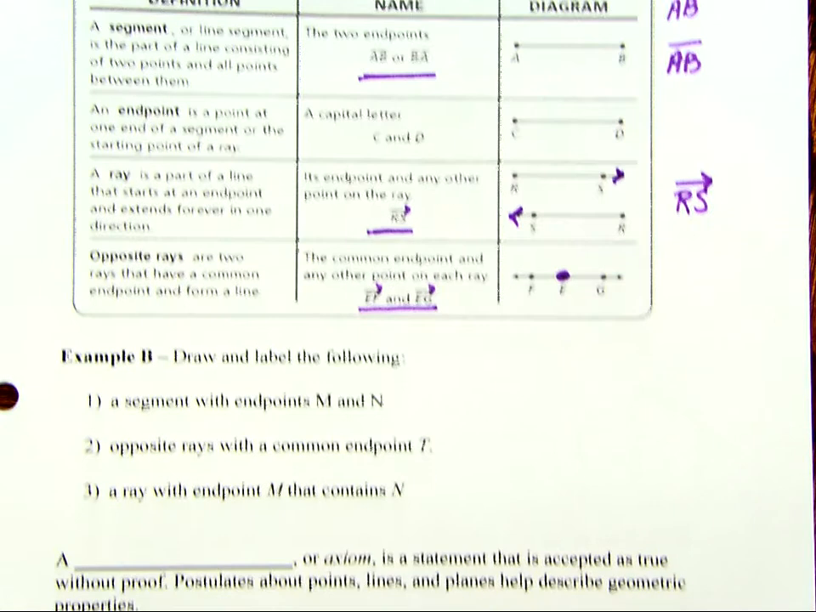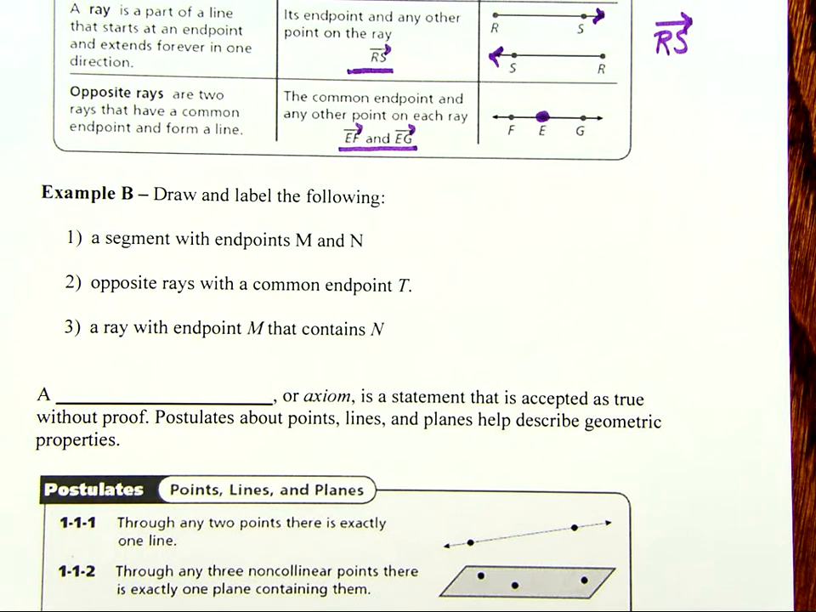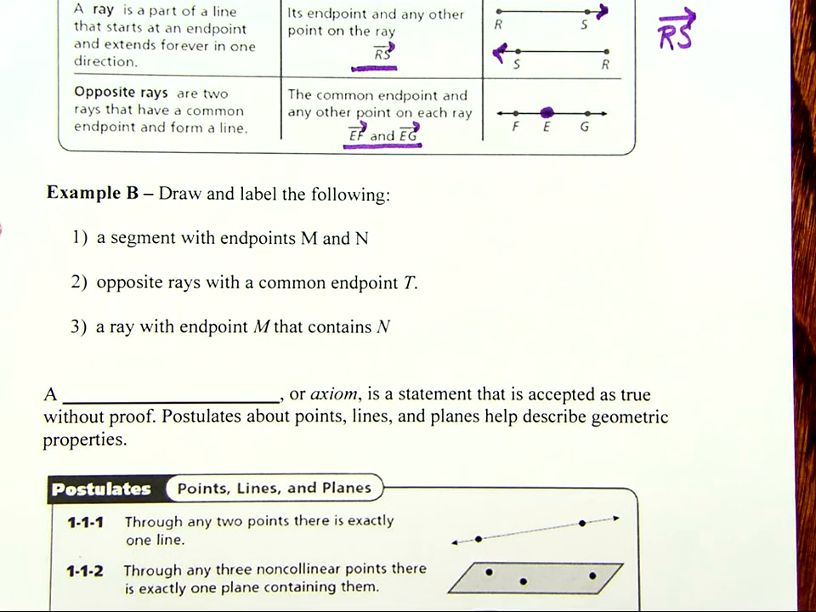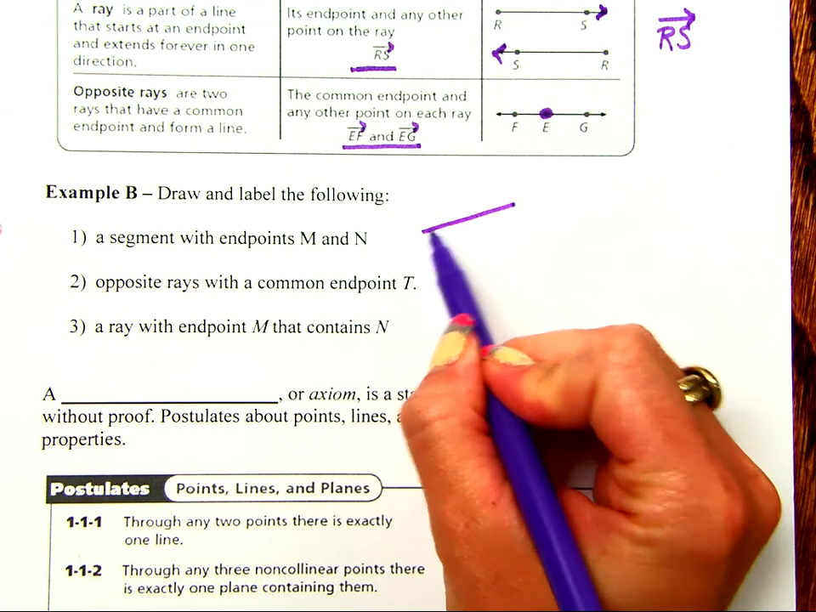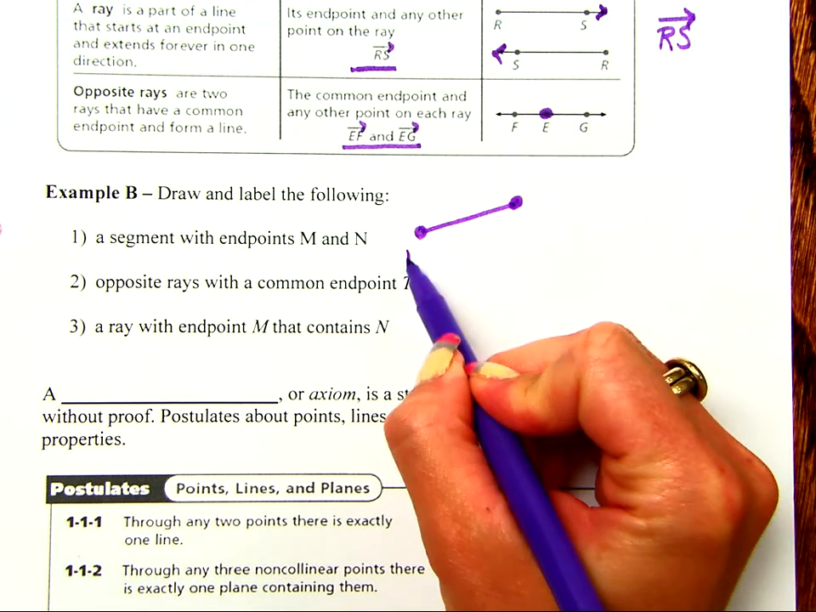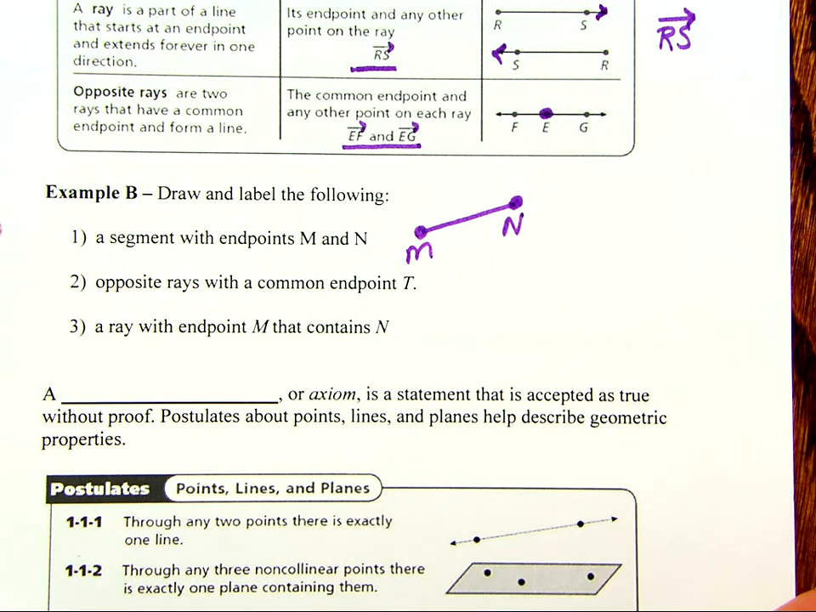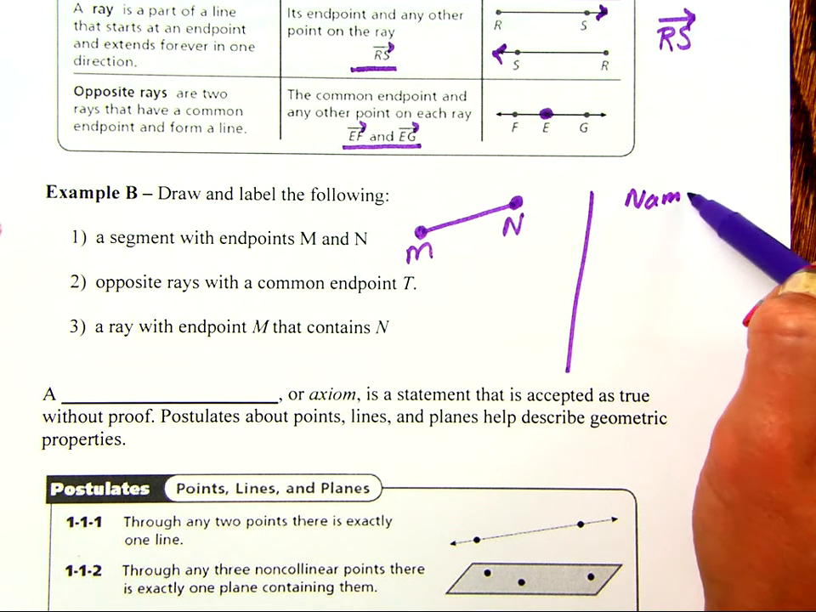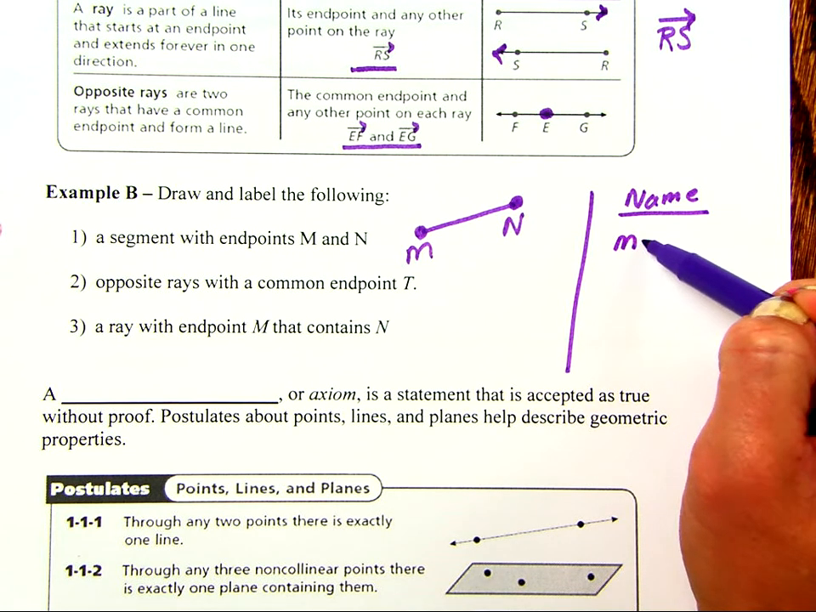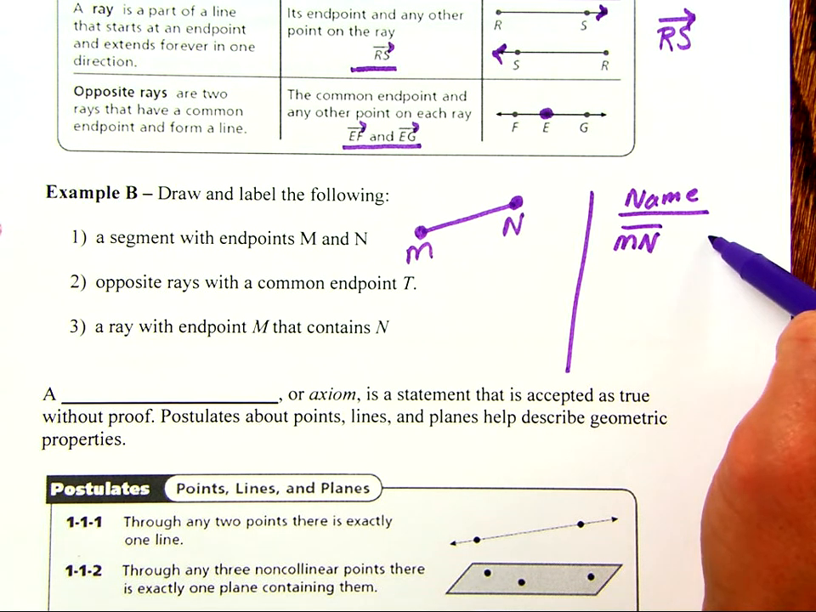In example B, they ask us to do some drawing. I just ask that you do the best that you can and label. Can we draw a segment with endpoints MN? Sure, here's my segment. I'm going to put my endpoints and I'm going to label them. Now, if it were asking me to name that figure, that would be the segment MN, or I could name it NM.